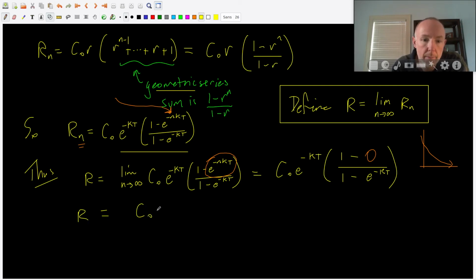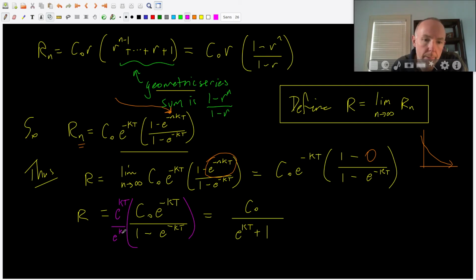And so we have our final form for R. R is just going to be c naught e to the minus kt, that factor out the front, times 1 minus 0, divided by that factor in the denominator. And I could simplify that further and write it as c0 over e to the kt plus 1. If you wonder where that comes from, think about multiplying this top and bottom by e to the kt. Just a little bit of algebra will leave us with this final form. And so that's our residual in the long term. After an infinite number of doses, the residual actually settles down to a fixed value.